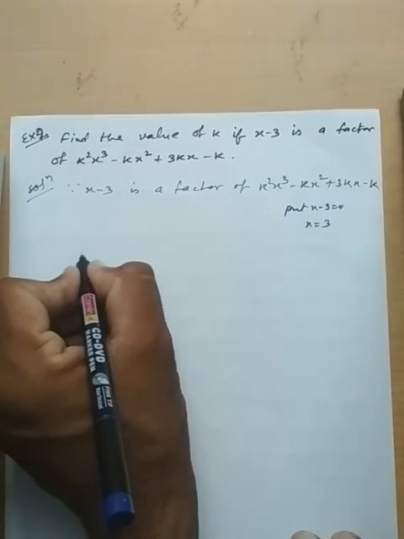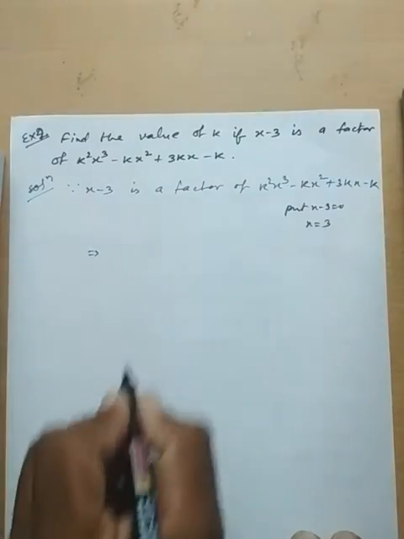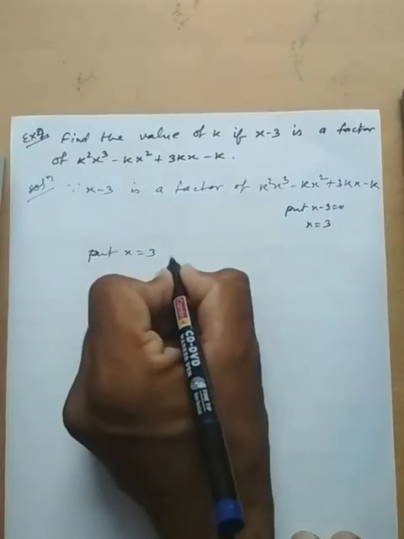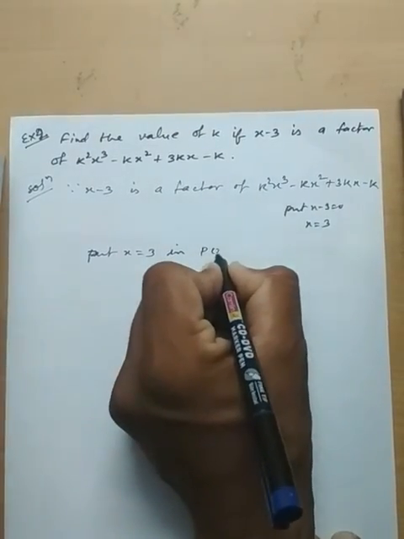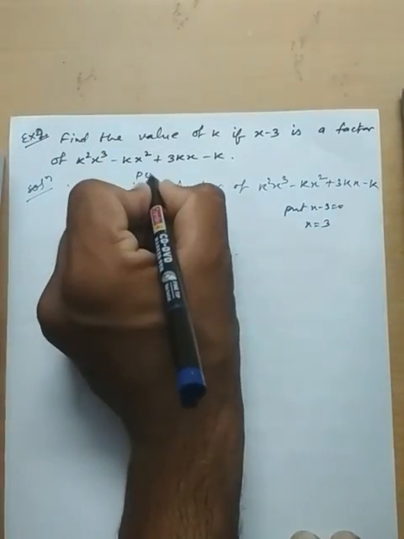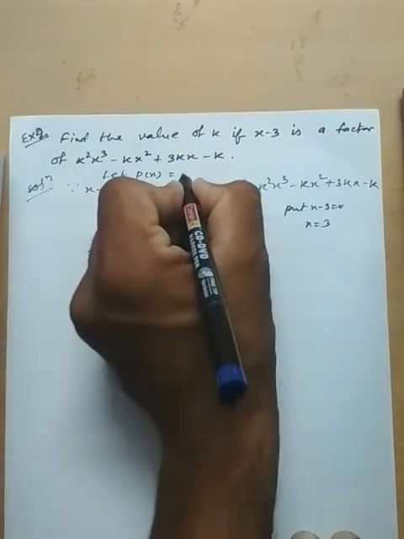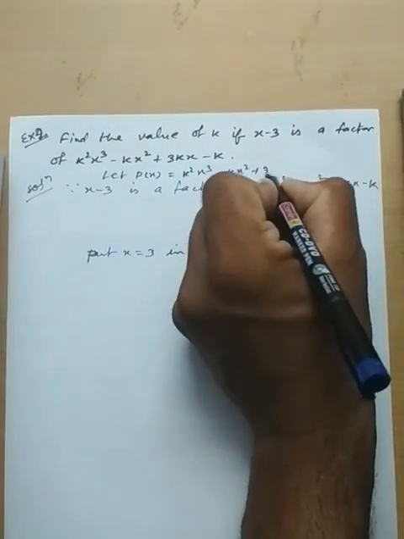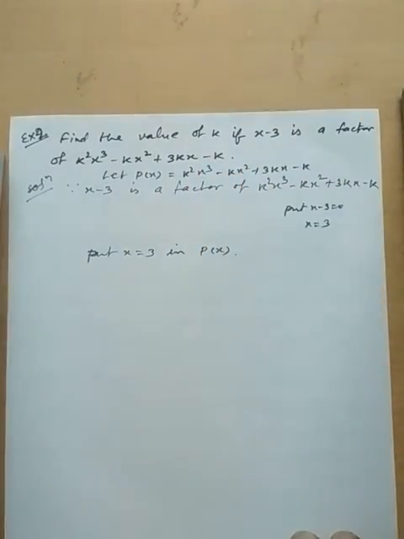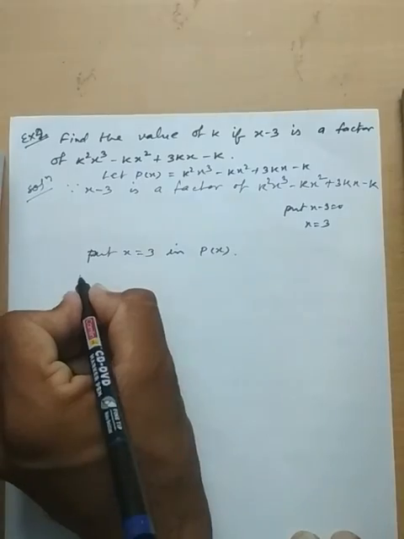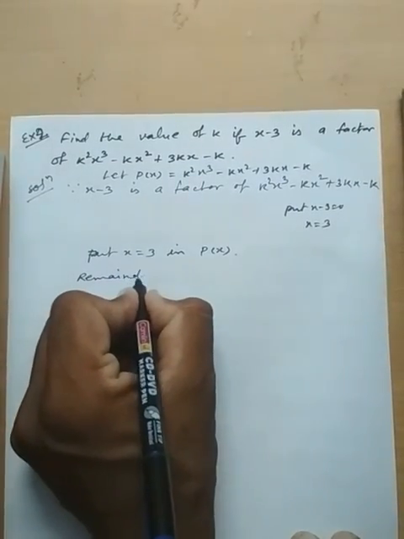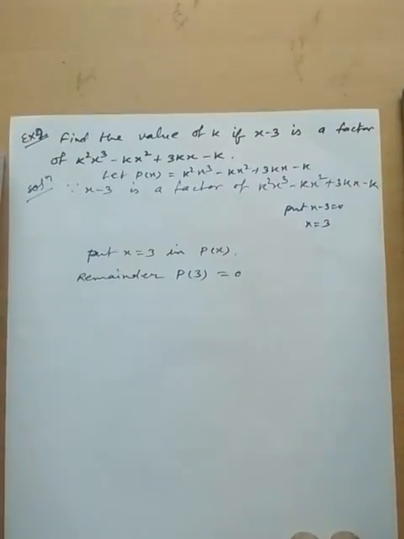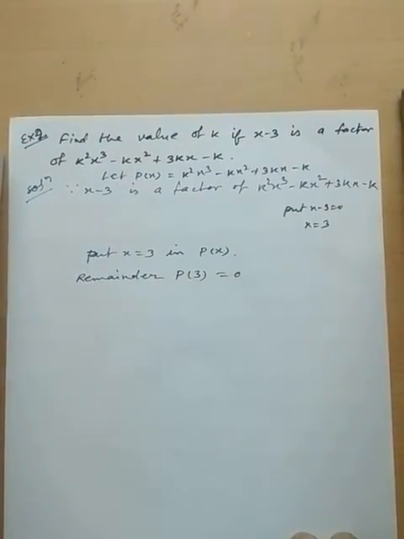Put x equal to 3 in p(x). Here let p(x) equal k²x³ minus kx² plus 3kx minus k. So the remainder is p(3), and here the remainder is 0 because it is a factor.